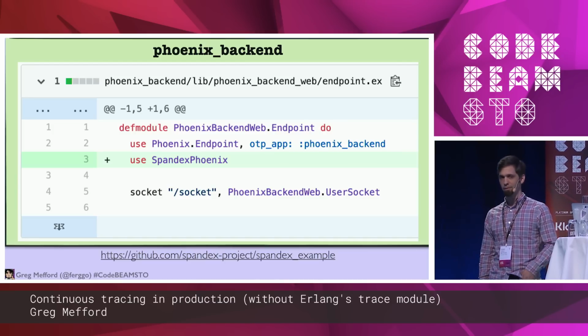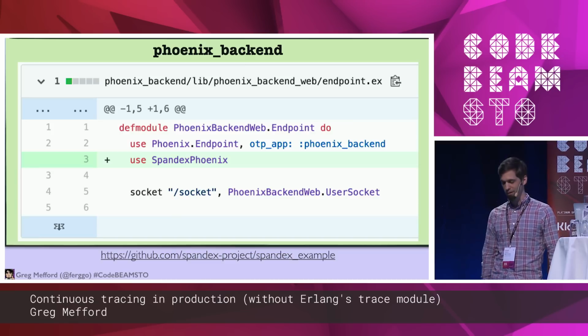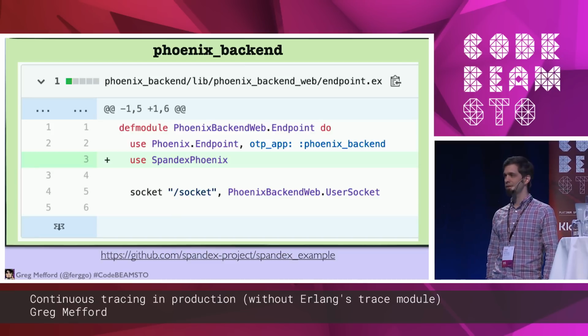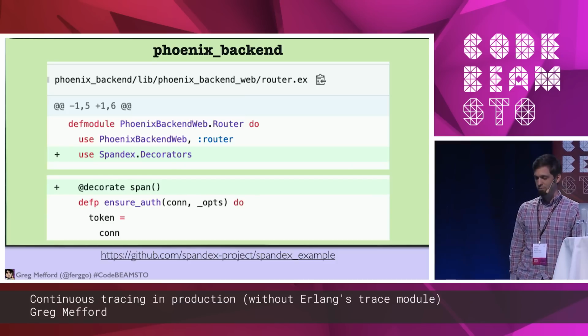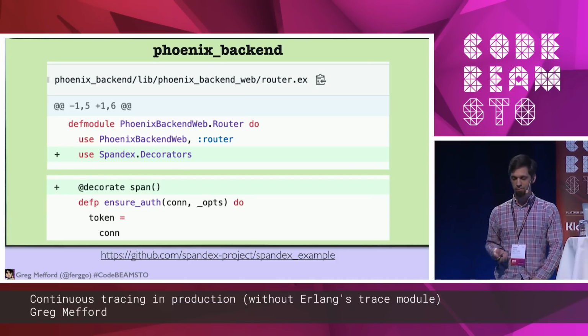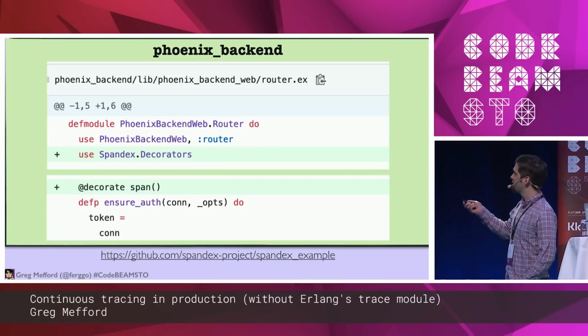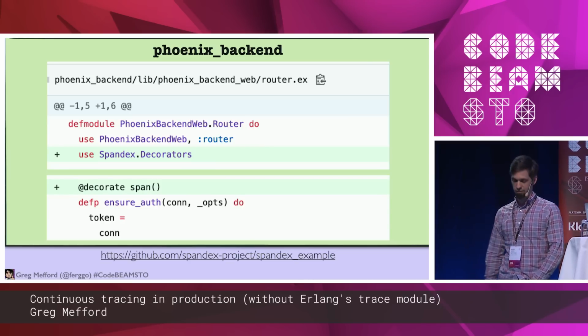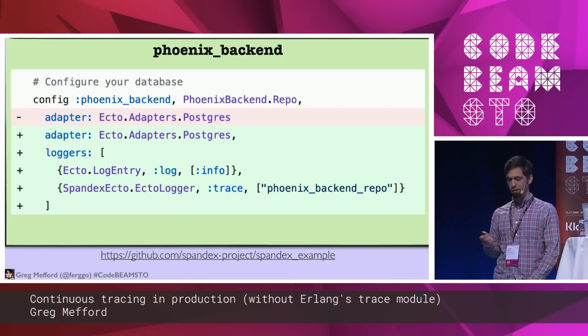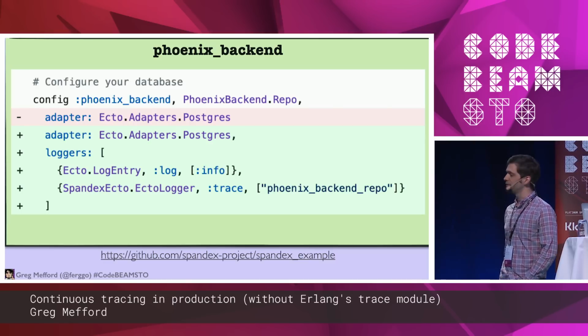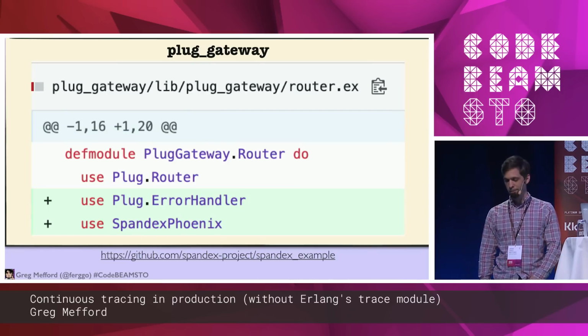We have a wrapper that wraps around your plug endpoint and catches stack traces and reports the start and end time. We also have function decorators that you can put into whatever module you want. You just use Spandex decorators and then decorate span. And then we plug into Phoenix instrumenters if you're not using telemetry yet. And we have Ecto logger instrumentation as well.